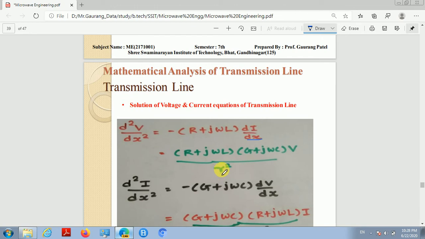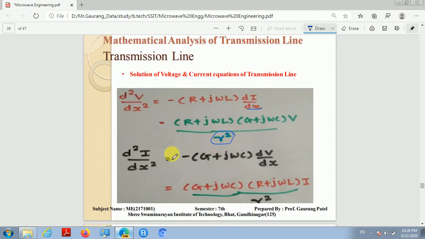This is gamma square, and you can see this gamma square is in the form of the line parameters of the transmission line. Okay, this equation: gamma square is equal to (R plus j omega L) into (G plus j omega C). This is the characteristic parameter of the transmission line, and it is in terms of the line parameters of the transmission line. And what is the meaning of this, that we will discuss in our subsequent slides or lectures.